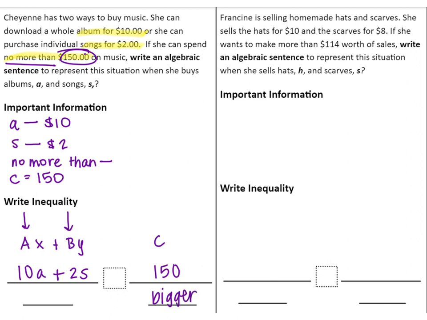Okay, and she can't spend more than that. But can she spend equal to that? I say yes. Right? She just can't spend more than it. So she can spend $150, she just can't spend more than that. So this tells me now that $10 times the number of albums plus $2 times the number of songs can be less than or equal to that $150 total.